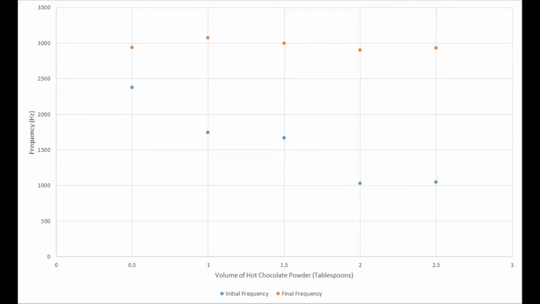The orange dots are the final frequency, which doesn't change as we change the volume of hot chocolate powder. This is because by the time all the bubbles have dissipated, the hot chocolate has essentially the same properties regardless of how much hot chocolate powder we've put in, and thus will have the same resonant frequency. Pretty cool, huh?